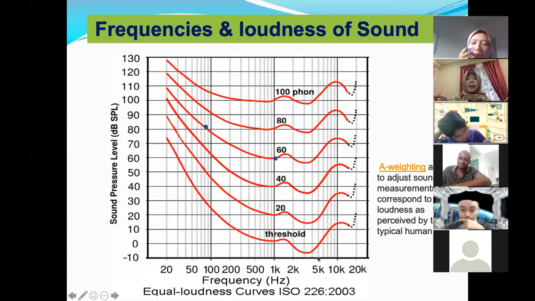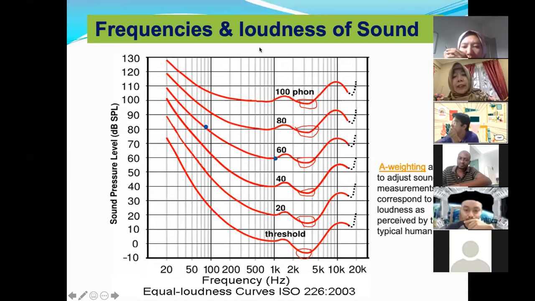The most important thing is that our ears are very sensitive at 3,000, this point. Our ears are very sensitive at 3 to 4 kHz. That's why for the workers at the factory, their ears will be damaged at these frequencies. There is a damage curve based on their exposure to loud sound.